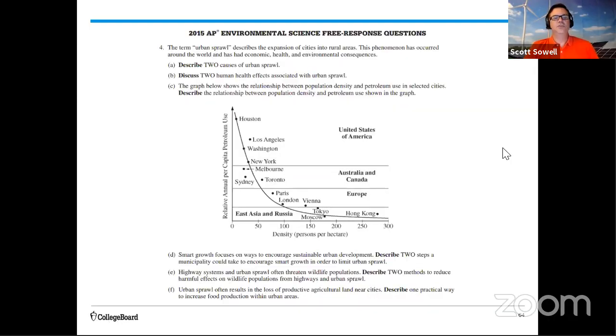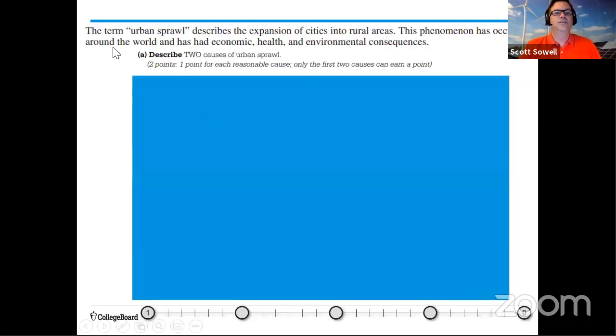All right, so let's do a quick check for understanding here by looking at an FRQ. This is from 2015. This is FRQ number 4. And it starts off by saying the term urban sprawl describes the expansion of cities into rural areas. This phenomenon has occurred around the world and has had economic, health, and environmental consequences. So the first question says, A, describe 2 causes of urban sprawl. So just take 20 seconds or so and jot down some ideas of describing causes of urban sprawl.